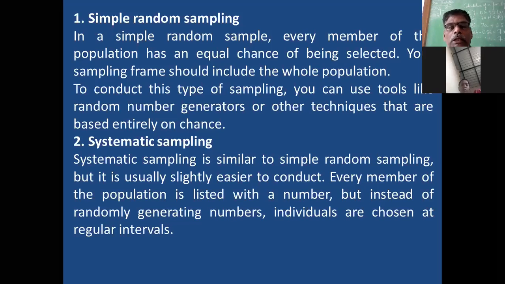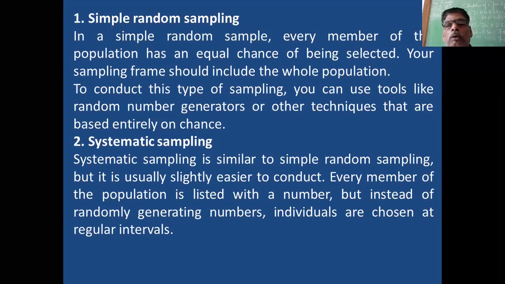Once again, I tell you, 80 students are there. You want to select 10 students. How to select means 80 divided by 10. 8 is the interval. At the rate of 8 interval, you have to select the students randomly. You can select 8, 16, 24, roll number 24, roll number 32, roll number 40, roll number 48, roll number 56, roll number 64, roll number 72, roll number 80.